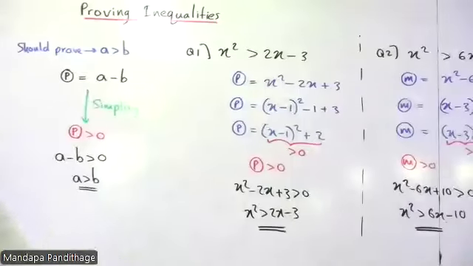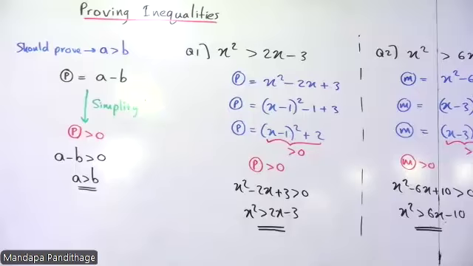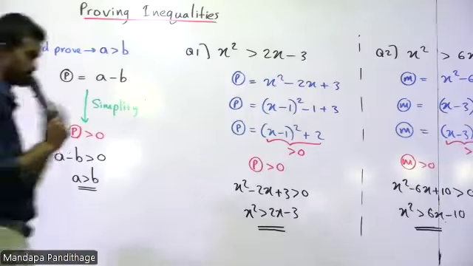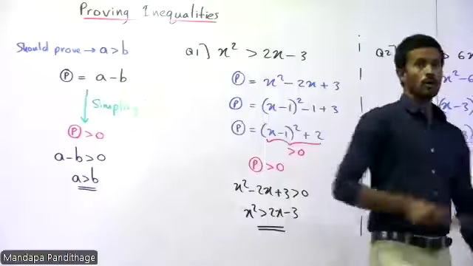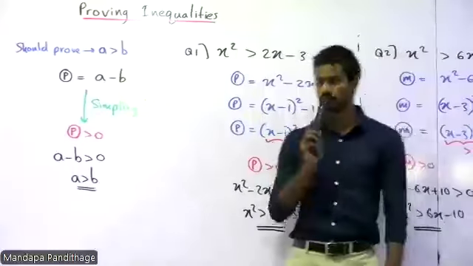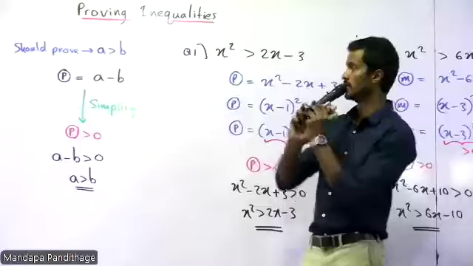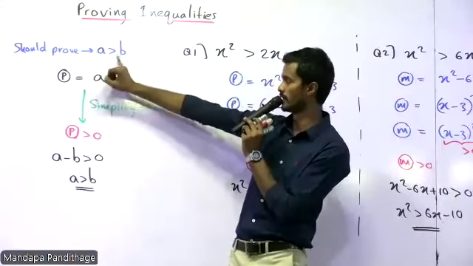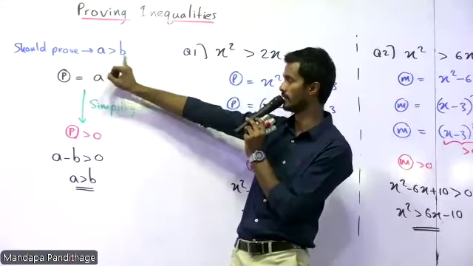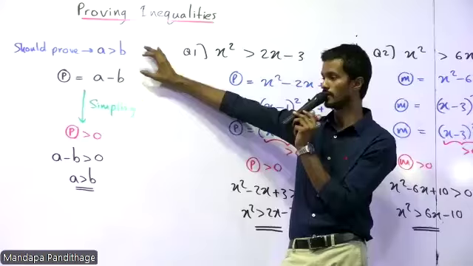Let's take that we need to prove A is greater than B. Write in a symbol this way: A greater than B. Next line.